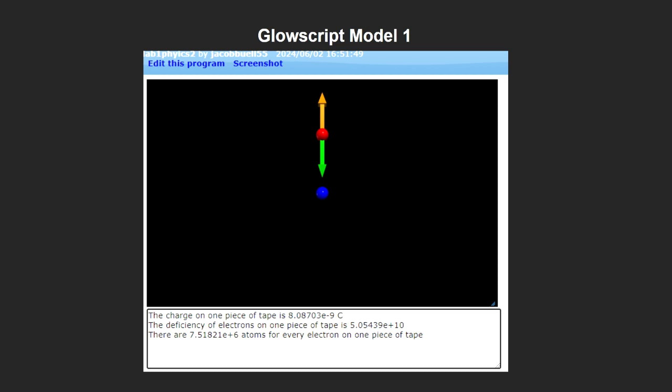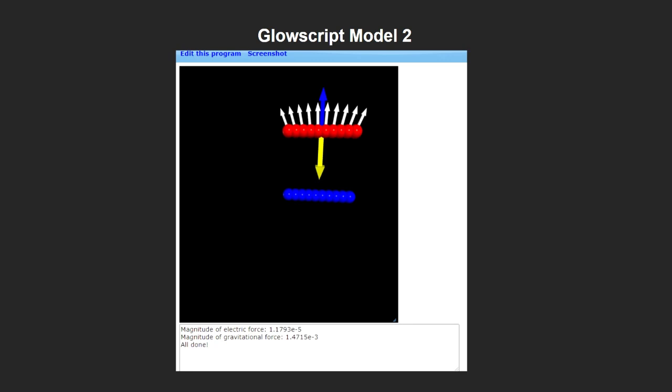The first GlowScript model has very similar results to the calculations because it is a point charge model for the two pieces of tape. The second GlowScript model has slightly different results because the charge is distributed throughout the entire surface of the tape. You can see the two pieces of tape and the force of gravity and the electric force being represented by the blue and yellow arrows.